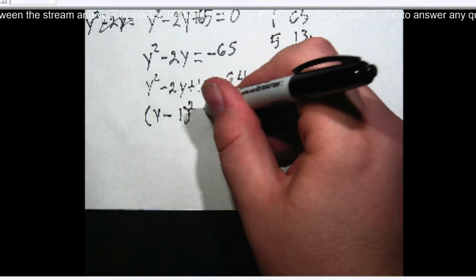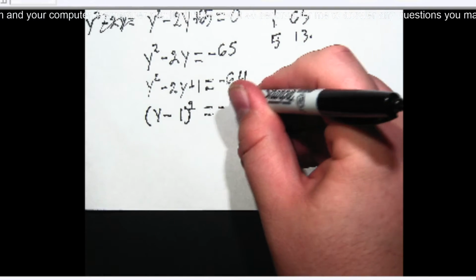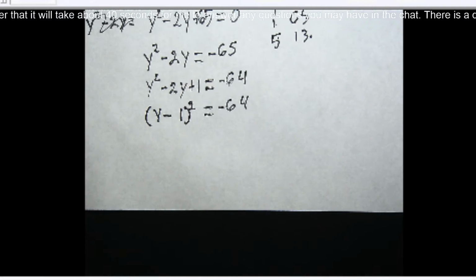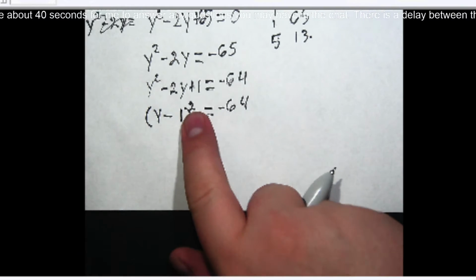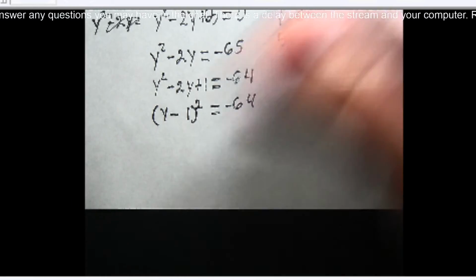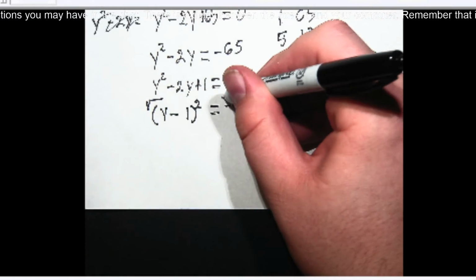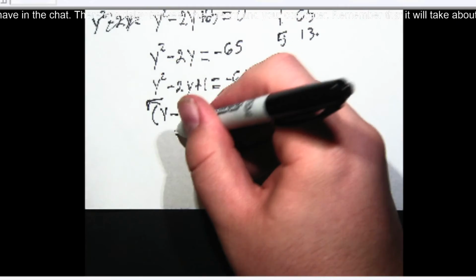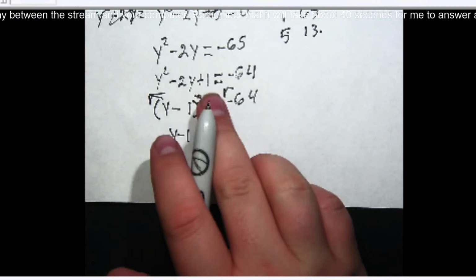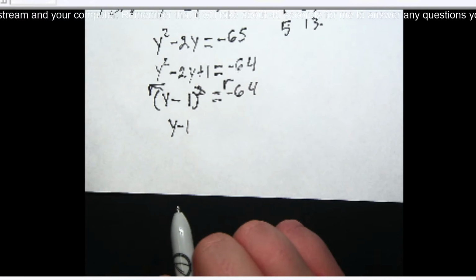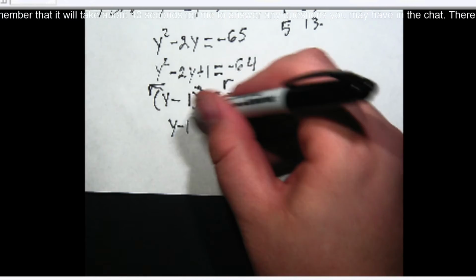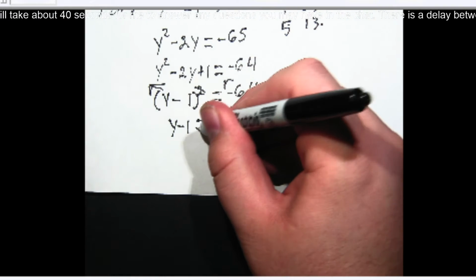Okay, so this is now equal to negative 64. And we can solve this. First, we want to get rid of this square so that we can get to the y minus 1. So the opposite of a square is a square root, and those will cancel, leaving us just y minus 1. Now on this side, what is the square root of just a regular 64? Not negative, just a regular 64. What's the square root of 64? 8.